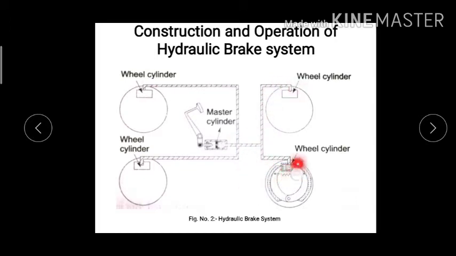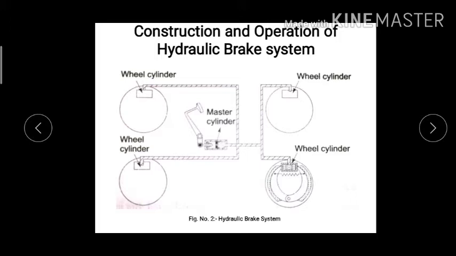Okay, so when we press the pedal, from the master cylinder the fluid enters each and every wheel cylinder. In the wheel cylinder there are two pistons facing opposite to each other, and the oil gets into the space between the two pistons, pushing the brake shoe outwards, and that comes in contact with the brake drum.